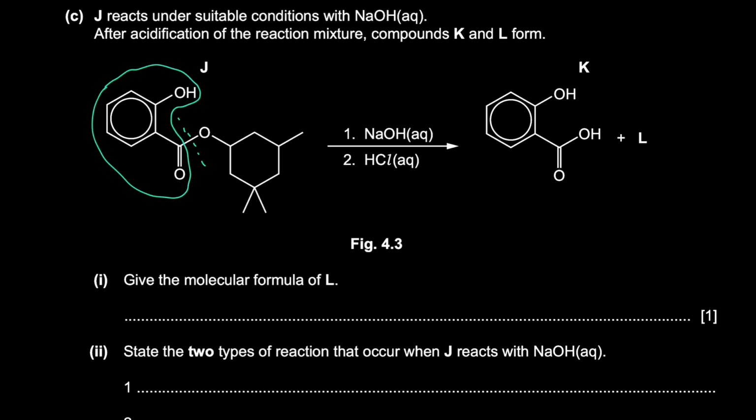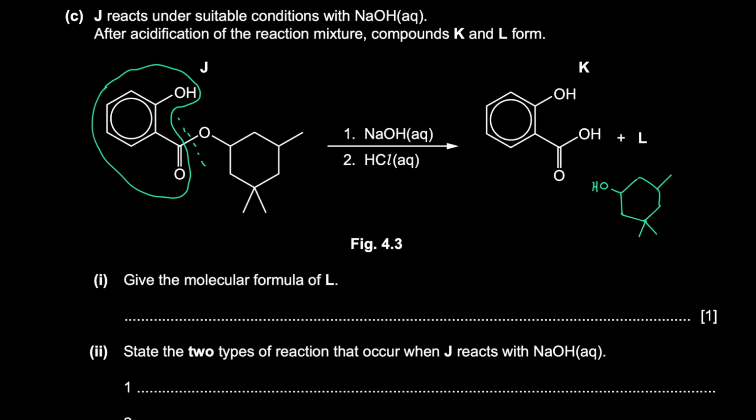This is going to be your acid group. We form the salt of this and the salt of the phenol, and then we acidify it to form the acid and the phenol. So this acid group forms here, whereas over here we form the alcohol. So L over here is this guy. We have this, and then we have the OH.